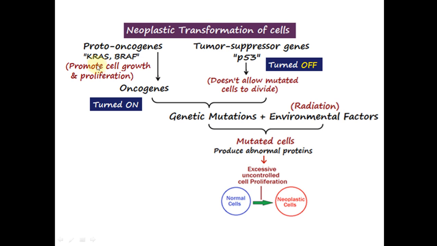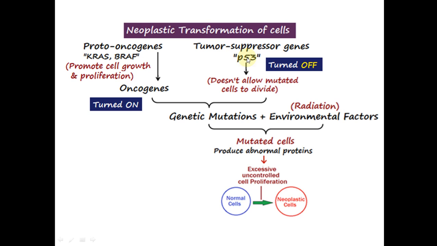These proto-oncogenes include KRAS and BRAF genes, and at the time when cellular proliferation is needed, they will promote cell growth and proliferation. But if these proto-oncogenes become mutated, they are then known as oncogenes. And if these oncogenes, the mutated proto-oncogenes, persistently allow the cells to grow and proliferate, or in other words, they are persistently turned on after they get mutated, it is one way of uncontrolled cellular proliferation.